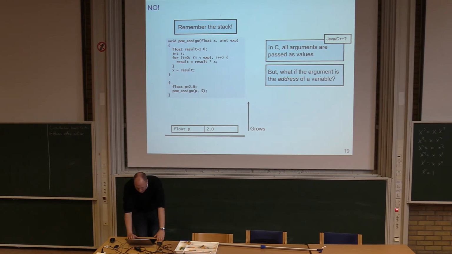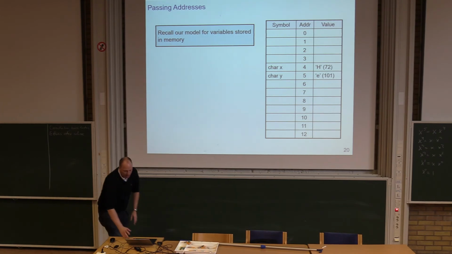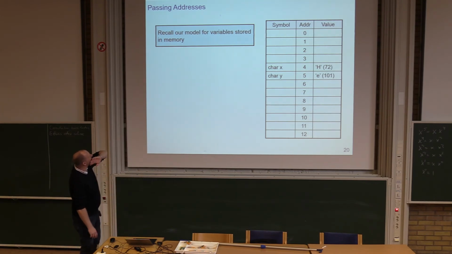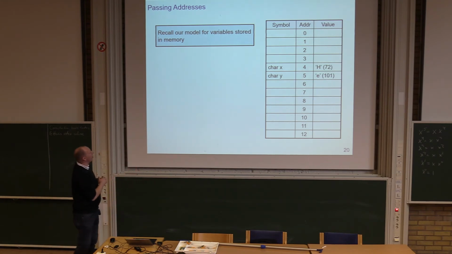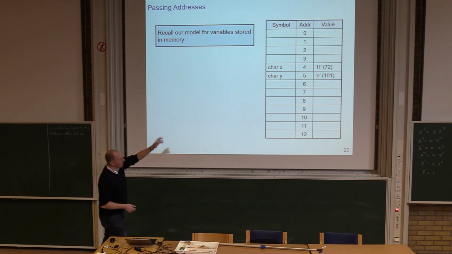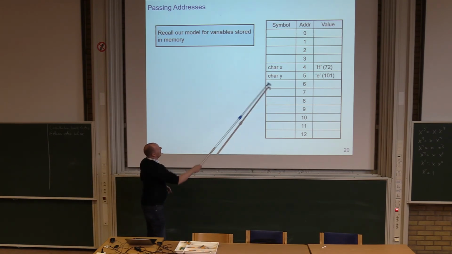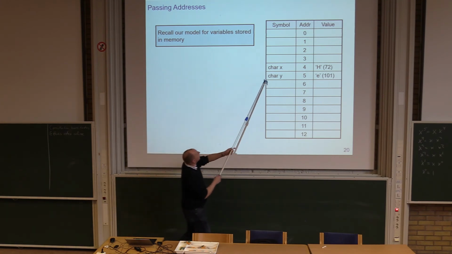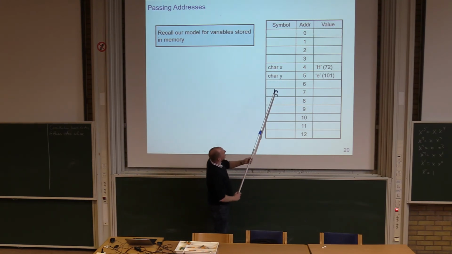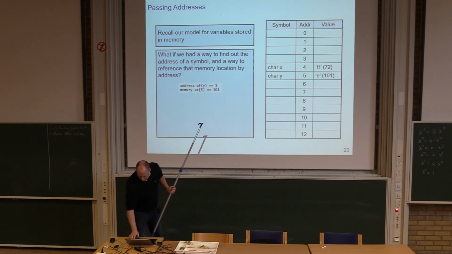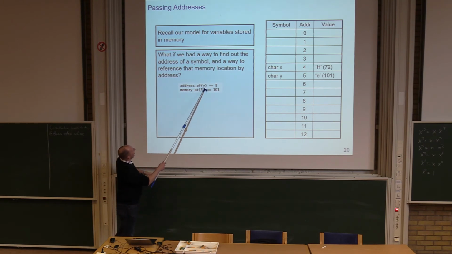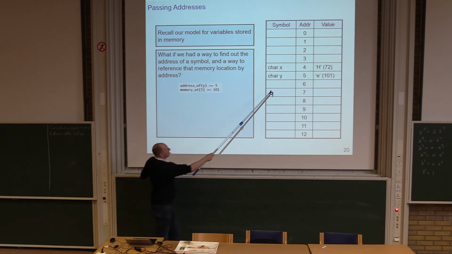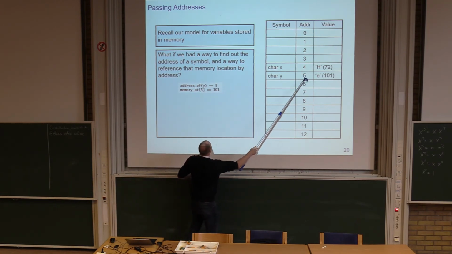So how can we do that? We go back to what we did last lecture, thinking about the memory architecture. Remember that we have variables. They are just stored at some address location inside the memory. So let's say we could, for example, take the variable y in this case. It was stored at address 5.